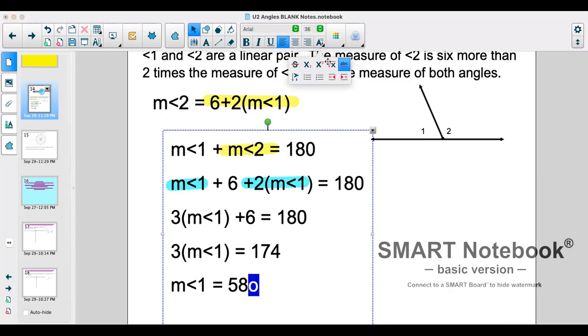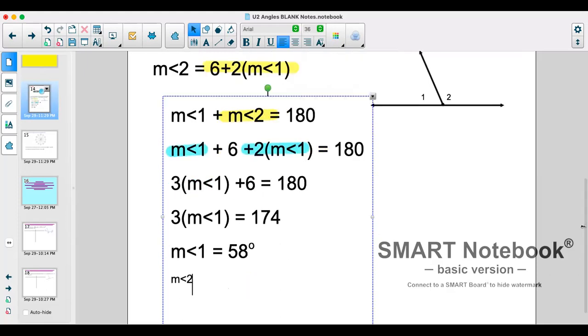It's going to take me a few extra seconds to do that because I'm having to type it, but all you have to do is write it. So if the measure of angle 1 is 58 degrees, then what is the measure of angle 2? Because that is what my question asked me. Well, if angle 1 and angle 2 are a linear pair, that means they add to 180 degrees. That also means I can say 180 degrees minus angle 1, and that will give me the measure of angle 2, which should be what? 122 degrees. Again, don't forget your degree symbol.